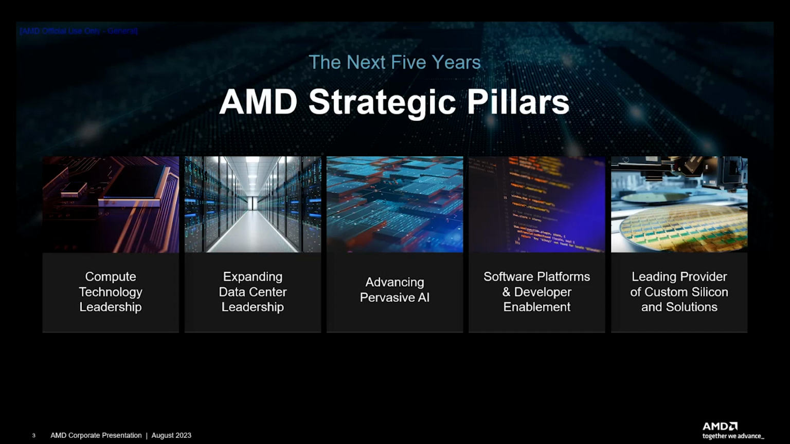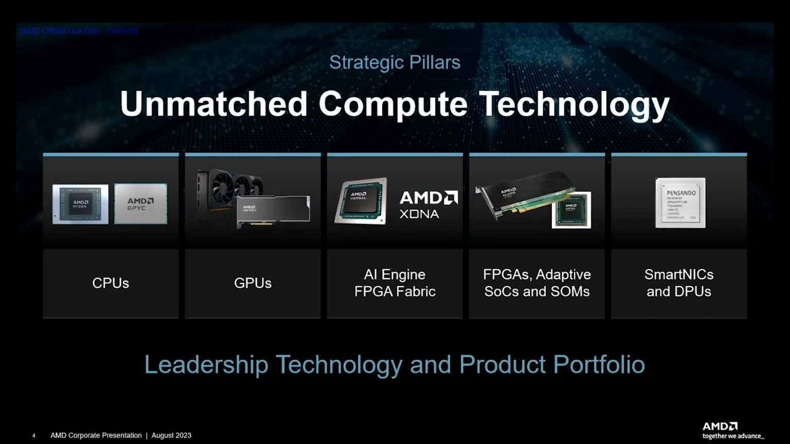And advancing AI, I told you earlier, we are also a dominant player in AI. And software: all kinds of software are available with us, supportive of AMD's processors like the Epyc and Ryzen series. We are the leading provider of custom silicon and solutions. So you must know about that. These are our strategic pillars.